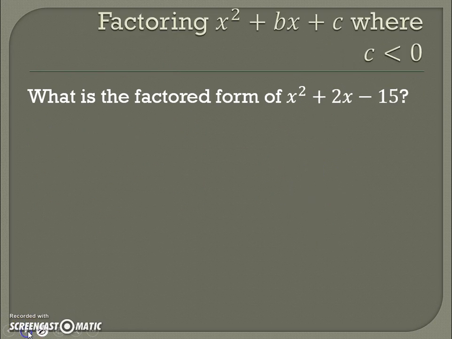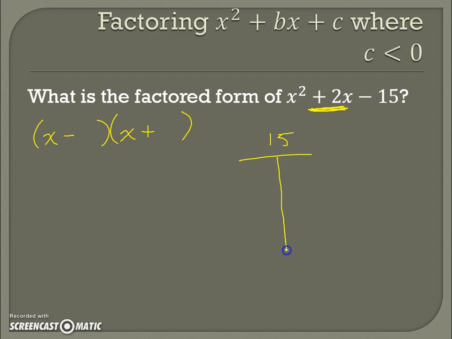Now, what do we do if that last term is negative? I apologize for that, but what do I do if that last term is negative? Well, in that case, that means I'm going to have a negative times a positive because that's what creates a negative product. So one's going to be plus and one's going to be minus. Now, how do I know which is which? Well, it's related to the absolute value of this. If this is positive, then I know that the larger value is going to be positive. So let's go ahead and list out our factors of 15.